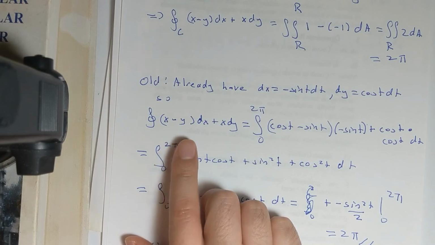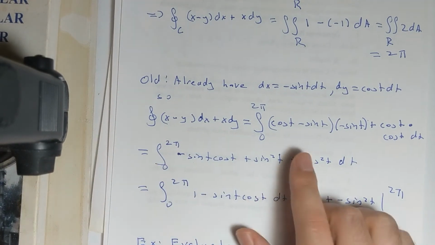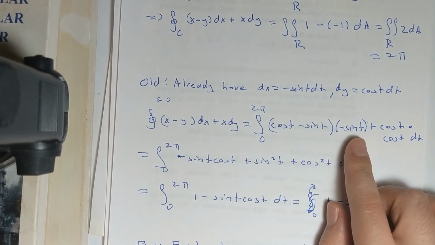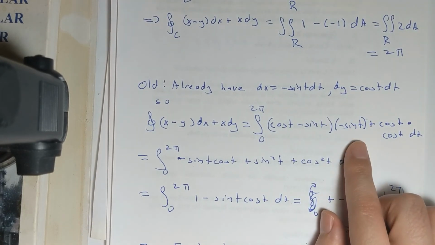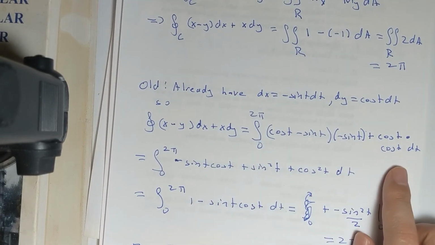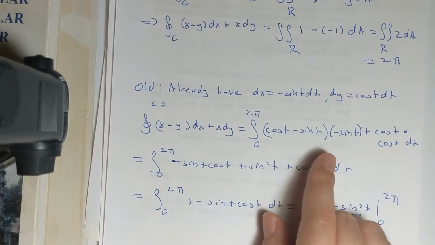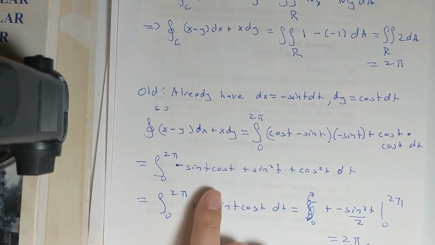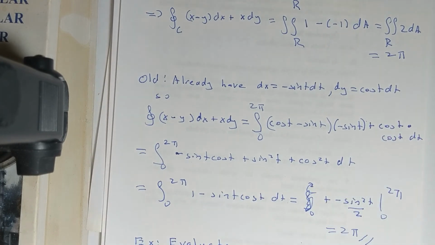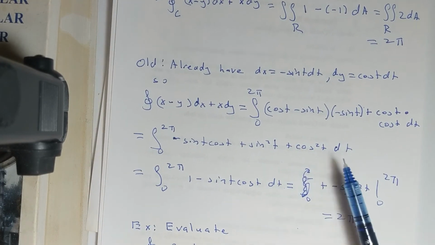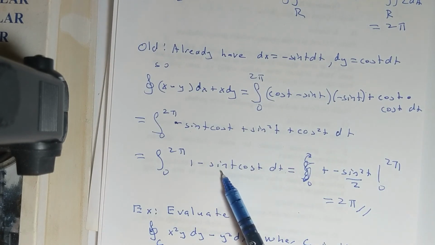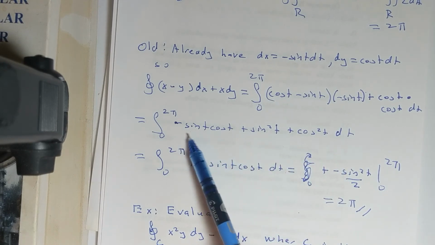So the integral of (x - y) dx + x dy would just be (cosine t - sine t) times, well, dx was minus sine t, okay, plus x cosine t, and dy was cosine t dt. So multiplying these, you get minus sine t cosine t, and you get the sine squared from here, and the plus cosine squared from here. Now again, remember sine squared plus cosine squared equals 1. So all we get is minus sine t cosine t plus 1.